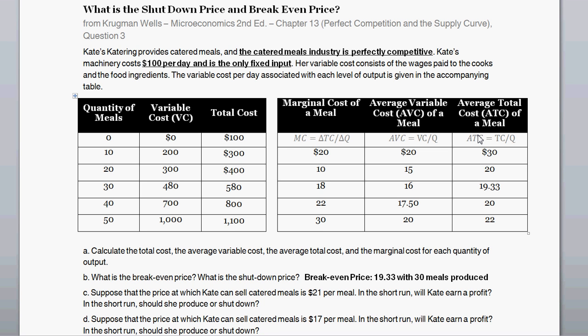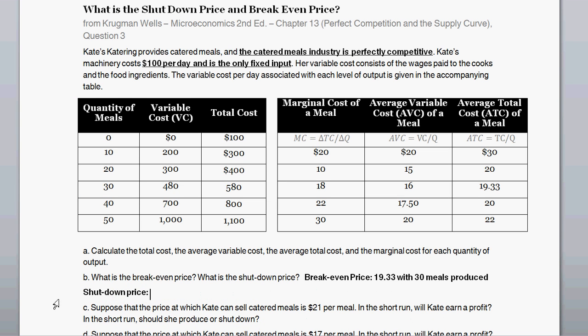So the break-even price is the price at which the firm makes zero economic profit. Remember, that's distinguished from regular profit. It's zero economic profit. Any price above that break-even price, then the firm is going to make positive profit. If the market price is below that break-even price, then the firm is going to suffer some economic losses.